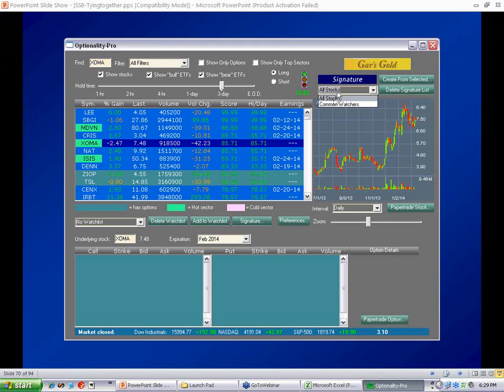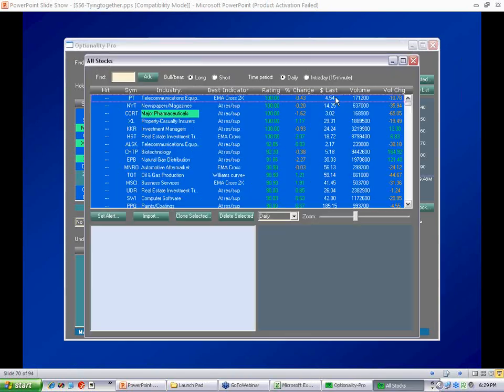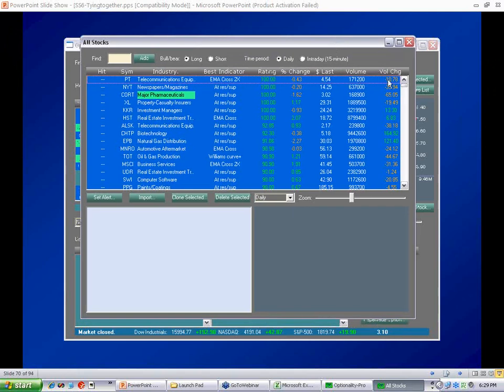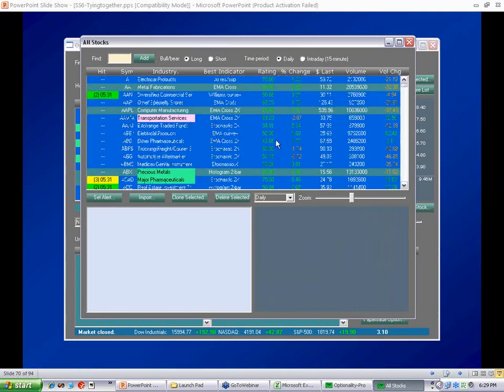What is a signature file? Well, if you select it, you will see up comes the signature file. This is going to seem complicated at first, but it's really not. What this is, I just selected all stocks. Let's just start by symbol to start. Now, let me explain each of these things.